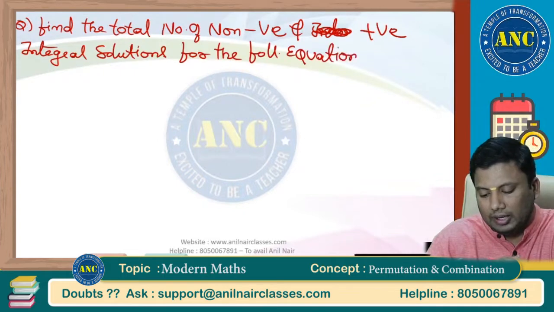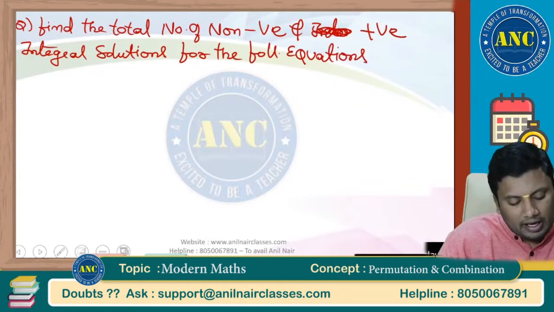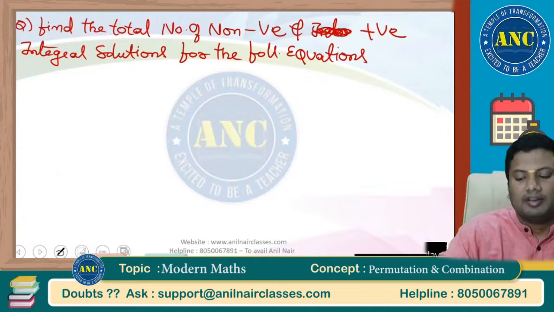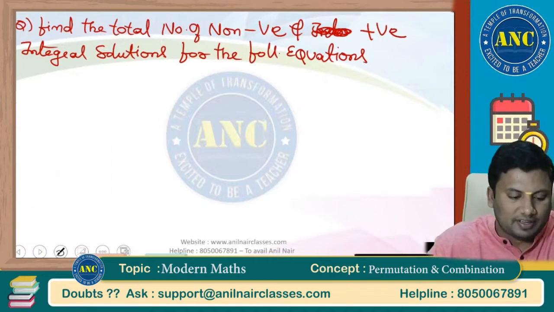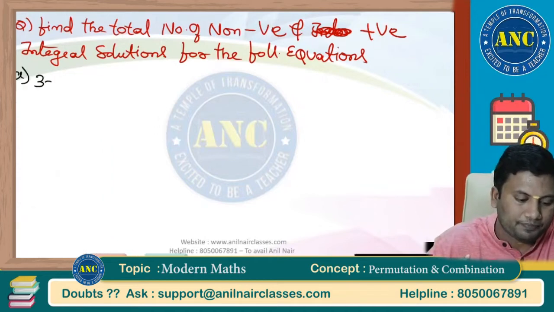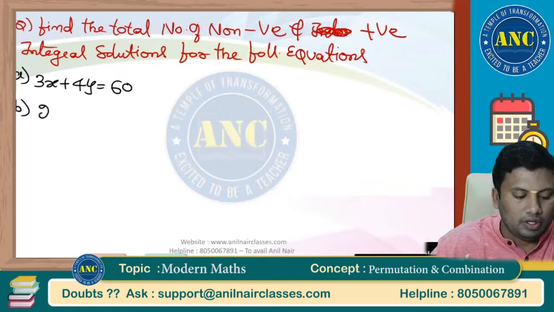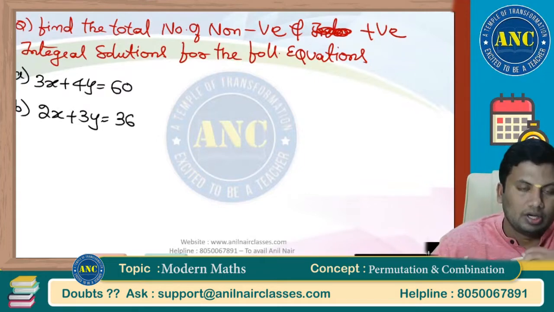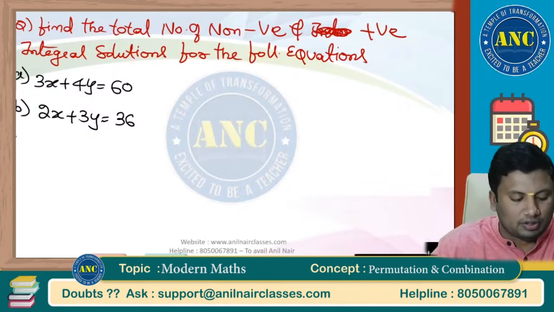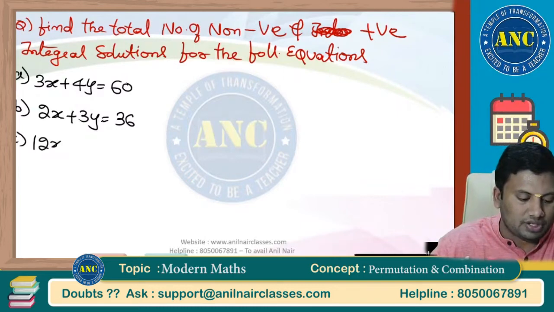Find the total number of non-negative and positive integral solutions for the following equations. First, write down the equation. 3x plus 4y equivalent to 60. Second equation, 2x plus 3y equivalent to 36. Third equation, 12x plus 15y equivalent to 720.